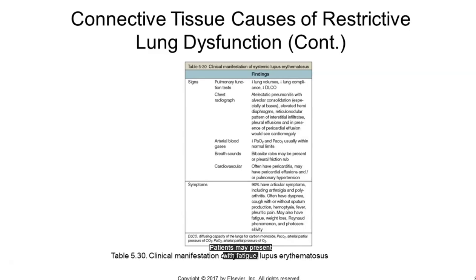Patients may present with fatigue, weight loss, pleural rub on auscultation, and chest X-ray changes consistent with effusions, pneumonitis, or impaired diaphragmatic function. Treatment consists of NSAIDs, corticosteroids, antimalarial agents, and immunosuppressants.